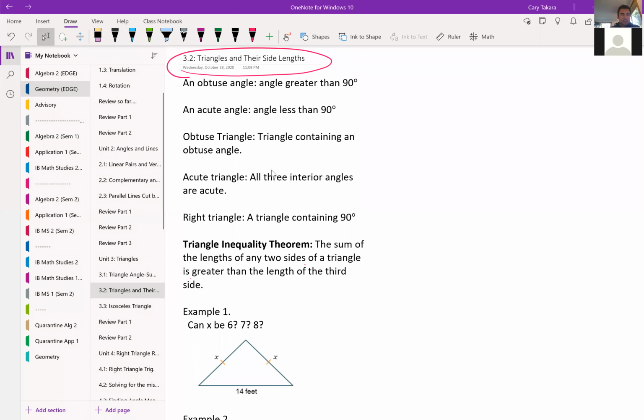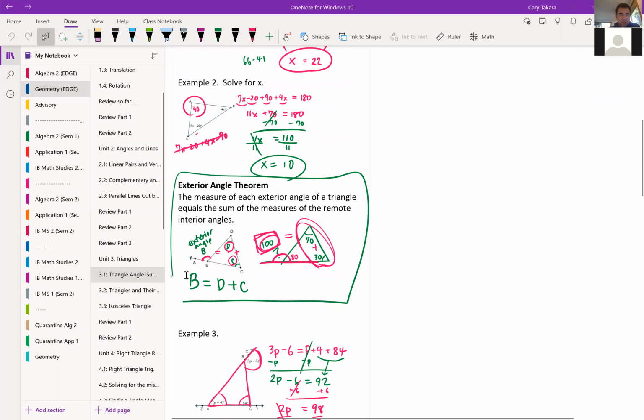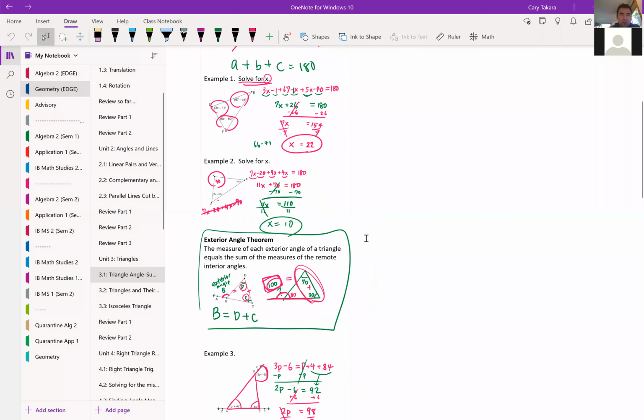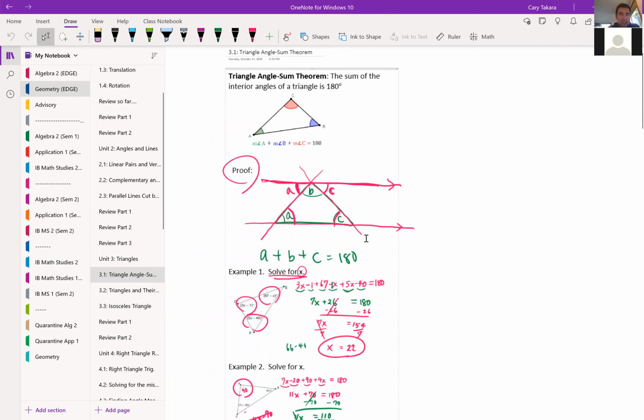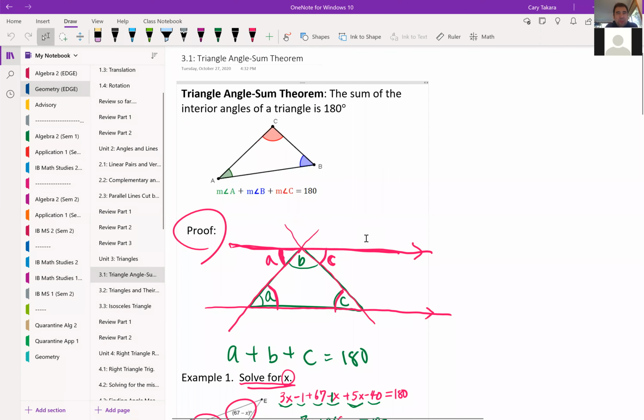All right. So these are the notes from yesterday. We went over two theorems. Again, a theorem is a proven mathematical rule or principle. And this angle sum theorem that we've talked about right here tells you that if you add all three angles in a triangle, it is always going to be 180 degrees.